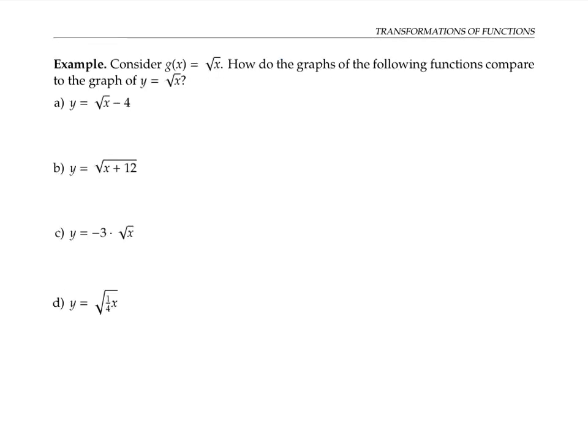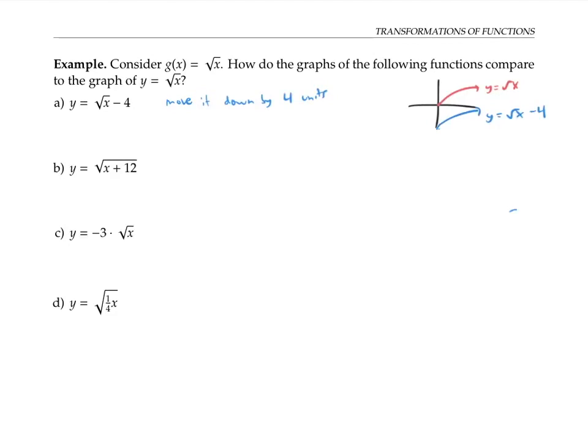Pause the video for a moment and see if you can describe what happens in these 4 transformations. In the first example, we're subtracting 4 on the outside of the function. Adding and subtracting means a translation or shift, and since we're on the outside of the function, it affects the y value, so that's moving us vertically. So this transformation should take the square root graph and move it down by 4 units. That would look something like this.